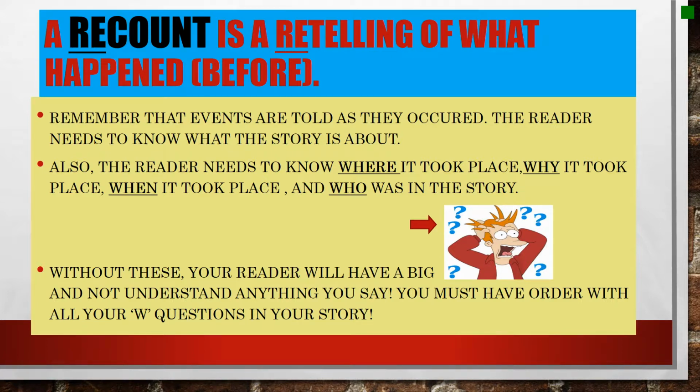Remember that events are told as they occurred. The reader needs to know what the story is about. Also, the reader needs to know where it took place, why it took place, when it took place, and who was in the story. These are your W questions. You have to put those in there. Without these, your reader will have a big headache and be very confused and not understand anything that you say. You must have order with all your W questions in your story. Got it?